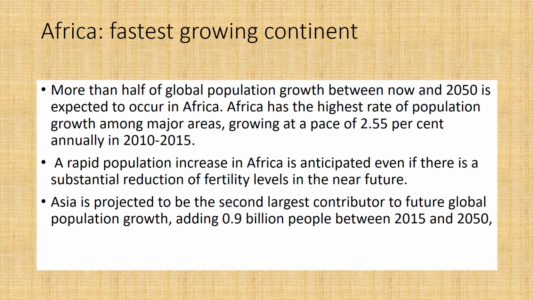All right, Africa, the fast-growing continent. It says here more than half of global population growth between now and 2050 is expected to occur in Africa. It's going to be in Africa. Africa has the highest rate of population growth among major areas, growing at a pace of 2.55% every year in 2010 to 2015. That is really a very high number of population increase in Africa. A rapid population increase in Africa is expected, even if there is a substantial reduction in fertility in some parts of Africa. I don't know why they think that.